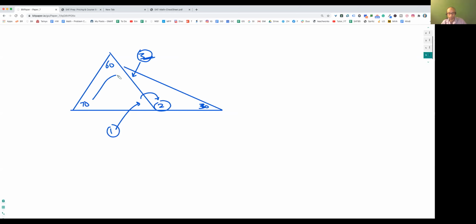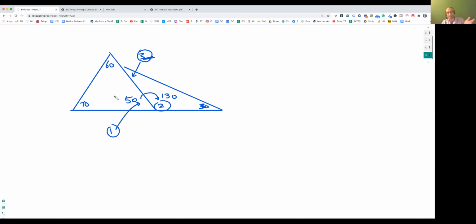So let's find out this one first. Excellent, this is great. So remember, what is this one, first of all? This angle over here is going to be 60 plus 70, right? That's 130. So this is going to be 50. Now, if this is 50, what is this? This has got to be 130, right?